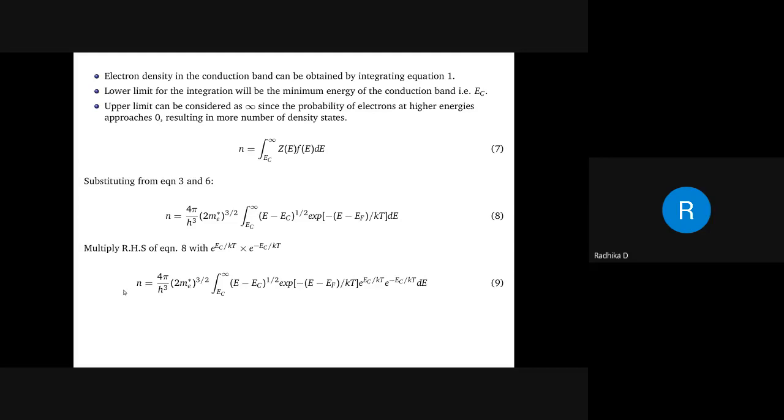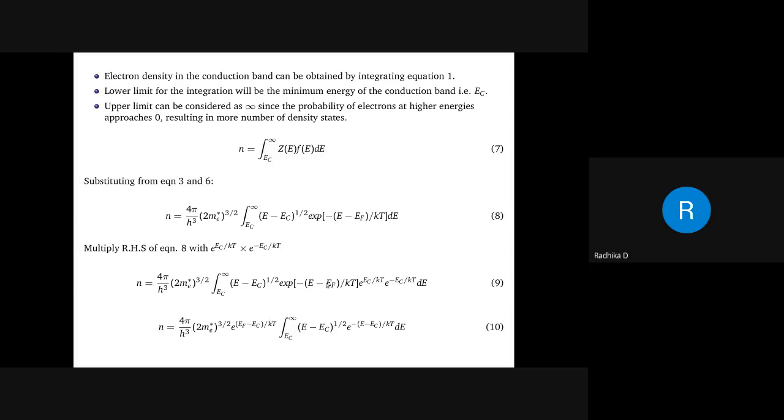In the next step, see what I'm doing. 4 pi by h cube, 2m to the power of 3 by 2, remains as it is. Now, this one is exponential minus E by kT, exponential plus Ef by kT. If I split e to the power of minus E by kT, it will be e to the power of minus E by kT, e to the power of plus Ef by kT, right? Minus of minus Ef will be plus Ef by kT. I get two terms. So I have moved this e to the power of Ef by kT outside, and I am taking this e to the power of minus Ec by kT also outside.